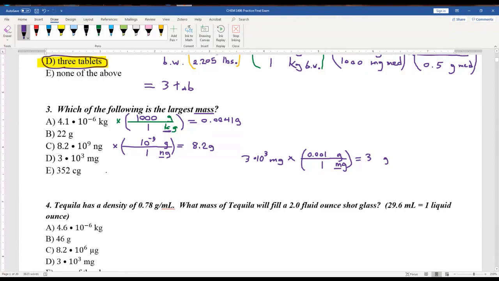Okay, now I'll do centigrams. Do the conversion here, CG. Where does the 1 go? Top or bottom? Yep, bottom. And what does centi mean? 100? It actually does not. It means 1/100th.